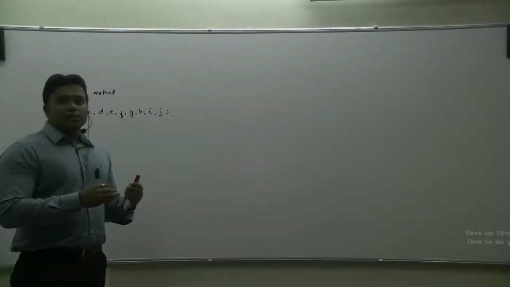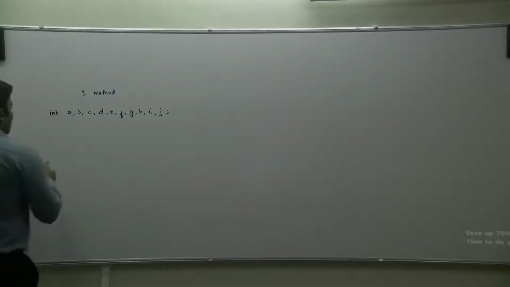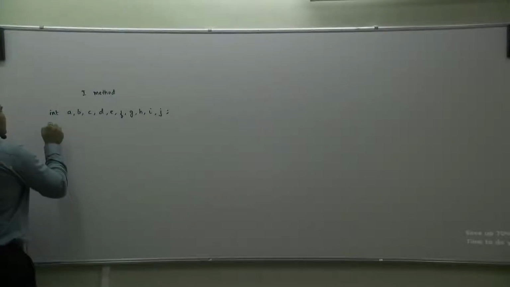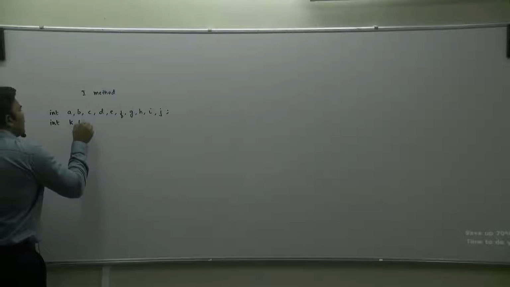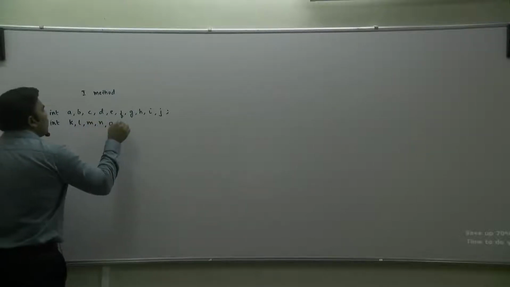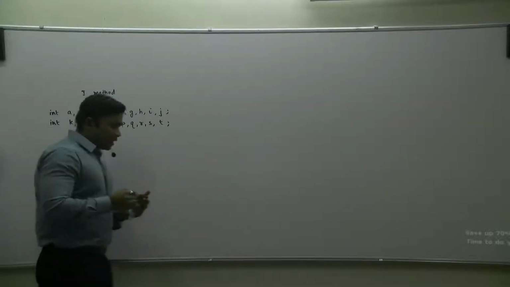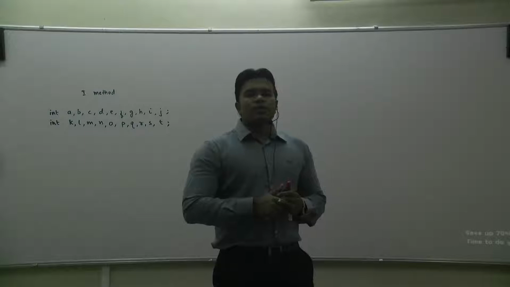I also want to store the age of 10 students. The same 10 students' age I want to store. Either int or float, your wish. I will just declare it as int and continue: K, L, M, N, O, P, Q, R, S, T. In these variables, those students' age I would be storing.